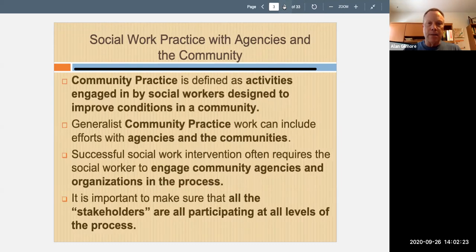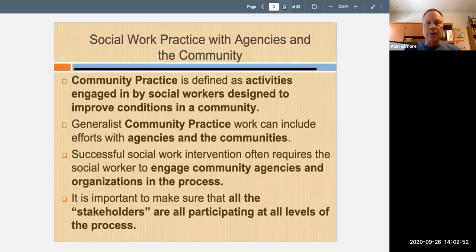Community practice is defined as any activity that is engaged in by social workers that's designed to improve conditions in a community. So in this situation, we are looking at something broader than just an individual, a couple, a family, or a group. Now we're really talking about social work efforts that try to address an entire community.